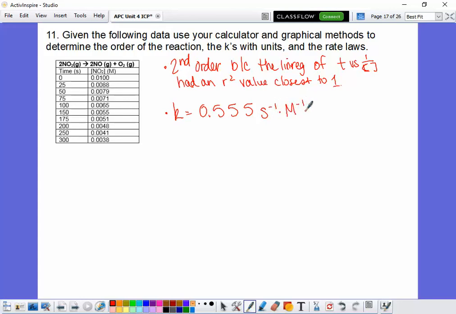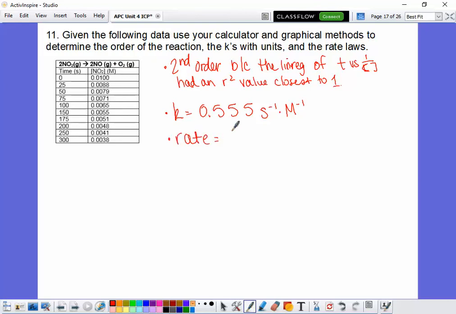Times molarity to the negative 1 as well. Because remember, it's 1 over the time unit times the concentration unit to the overall order minus 1. Since we're second order, what's 2 minus 1? 1, so we have to have concentration in there as well. And both of those are on the bottom, or you could say it's seconds to the negative 1, molarity to the negative 1. All right, what is our differential rate law?